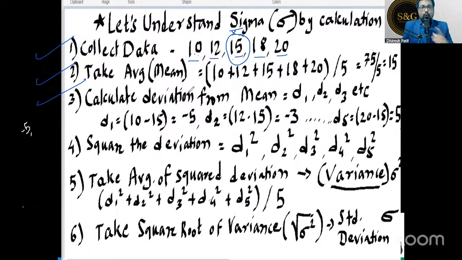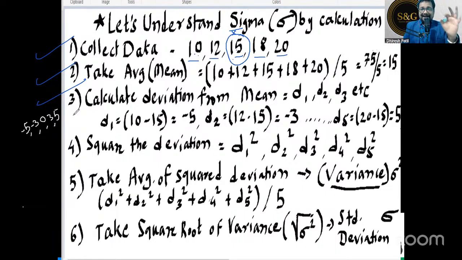All right. What is the distance between 12 and 15? It is minus 3. What is the distance of 15 and 15? It is 0. What is the distance of 18 and 15? It is plus 3. And what is the distance of 20 and 15? It is plus 5. Clear? So minus 5, minus 3, 0, 3, and 5 are the deviations or the distances from the mean. Are you clear on step number 3?